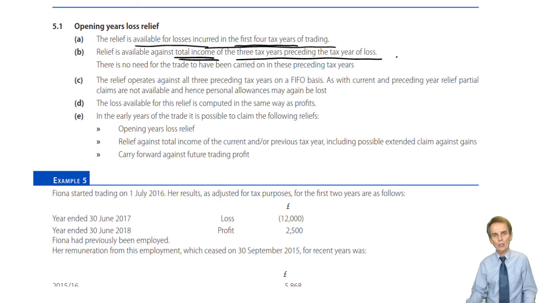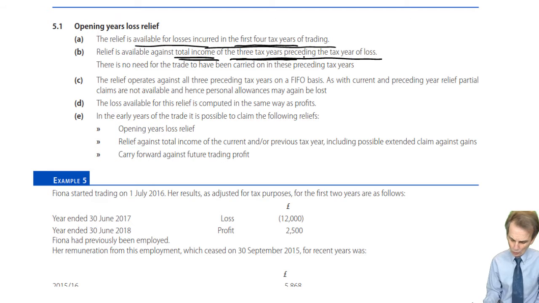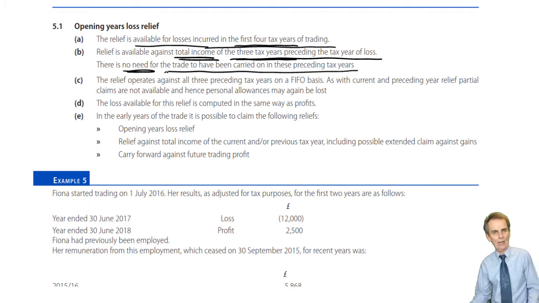So, for a loss sustained in any of the first 4 tax years of trading, we've seen, using the bases of assessment applicable in opening years, how to compute any such loss that arises in any of those first 4 tax years. Then, rather than just the simple claims against total income of current and or preceding tax year, we get the ability to go back against the 3 preceding tax years. Now, this is a single claim that goes against all 3 years. Again, as we've already said, no need for the trade to have been carried on in those previous tax years.